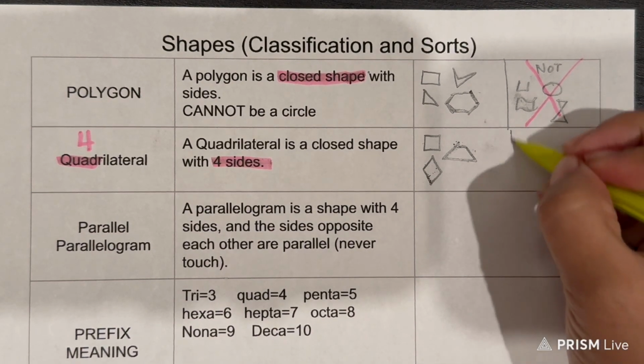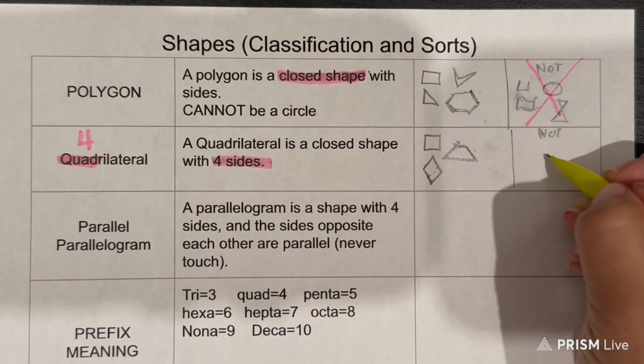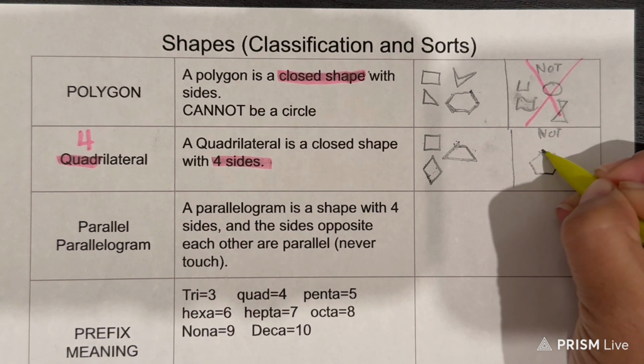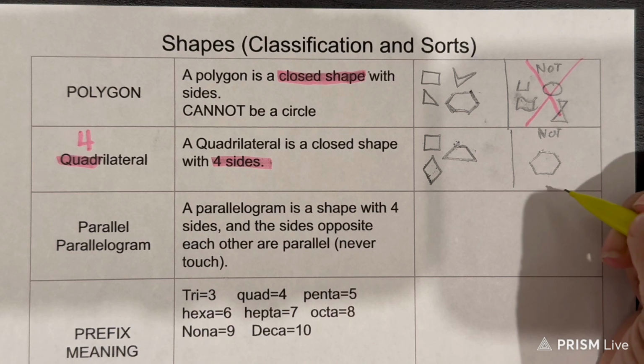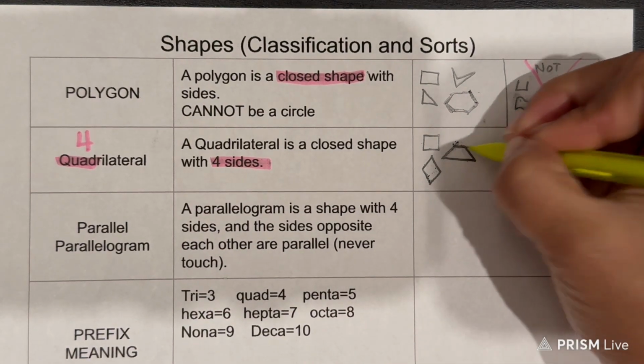A quadrilateral would not look like this. This has 1, 2, 3, 4, 5, 6 sides. It cannot look like that. It always has to have 4 sides.